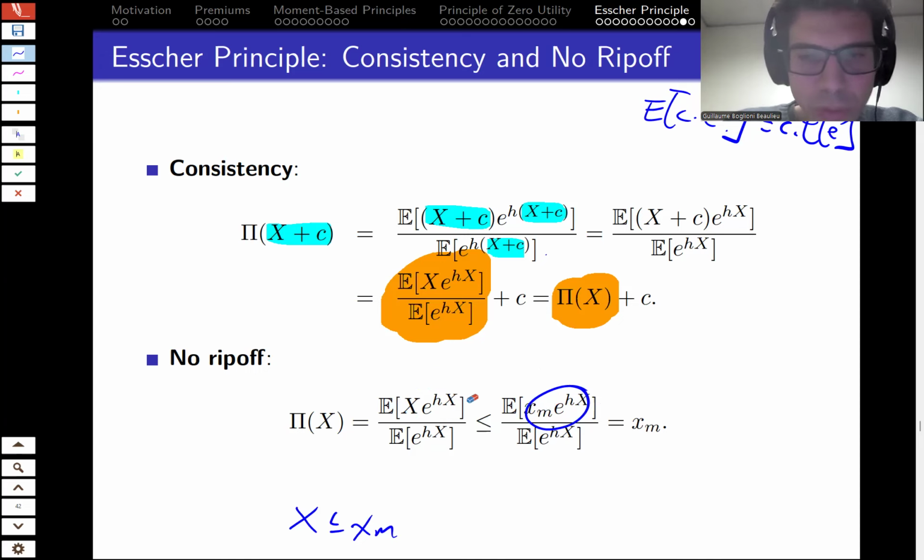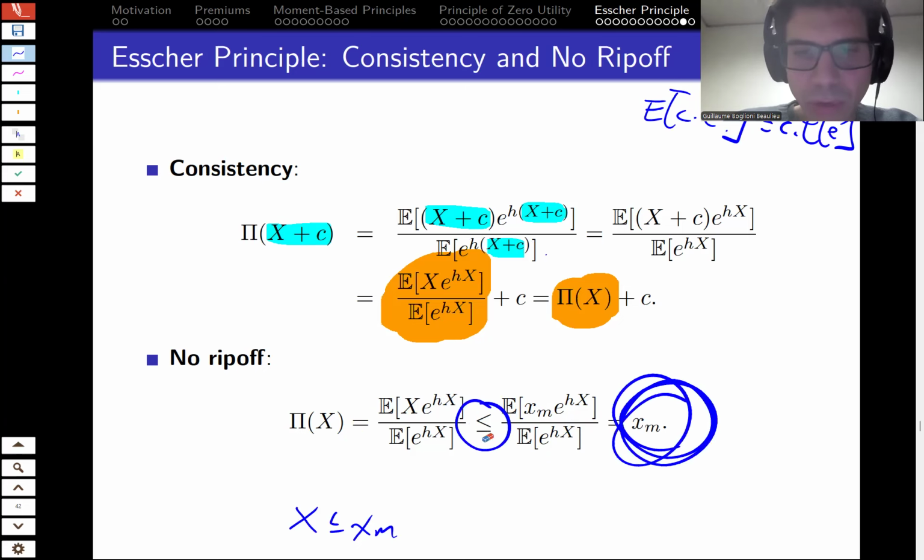Yeah. And this works also because this is strictly positive, and this is strictly positive. And then you're done because, of course, this is a constant. You can put it outside, and then whatever remains cancels out. You get xm, and you're done because you've shown that indeed the premium must be smaller or equal to the upper bound of the risk.